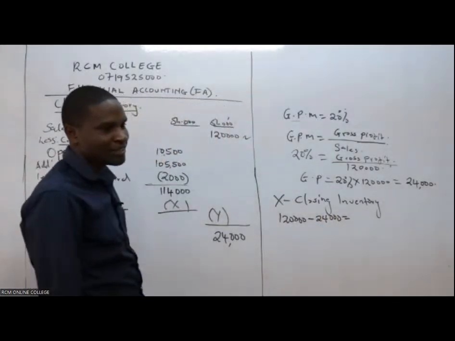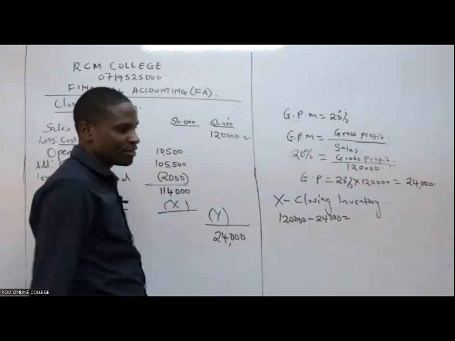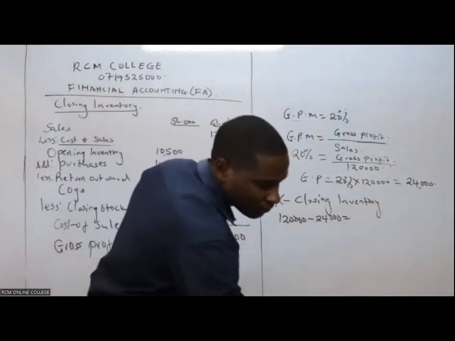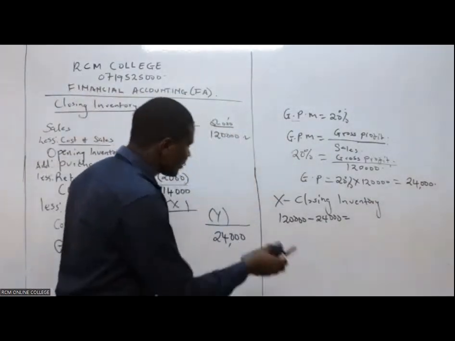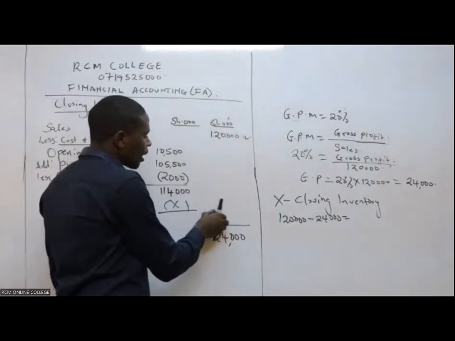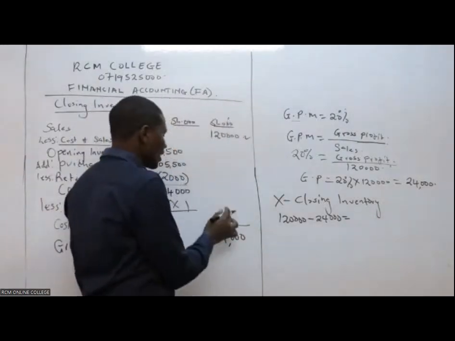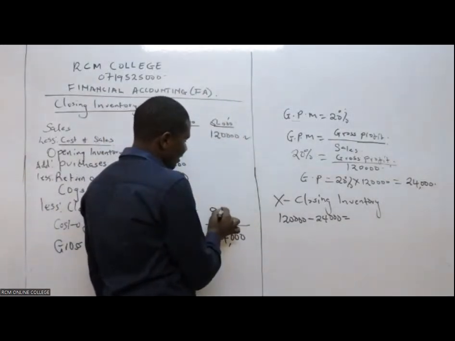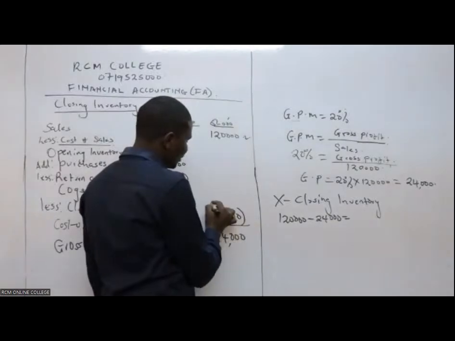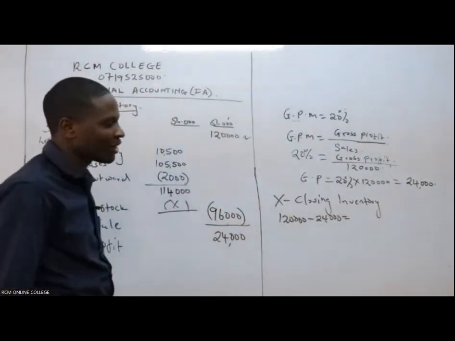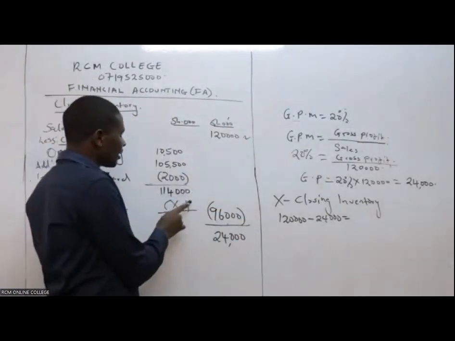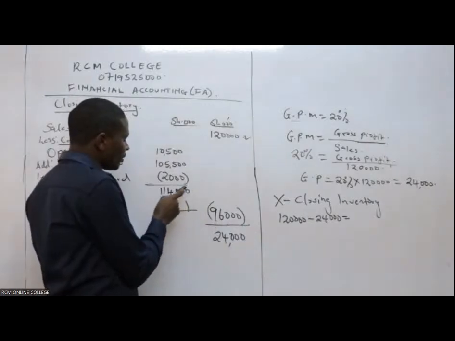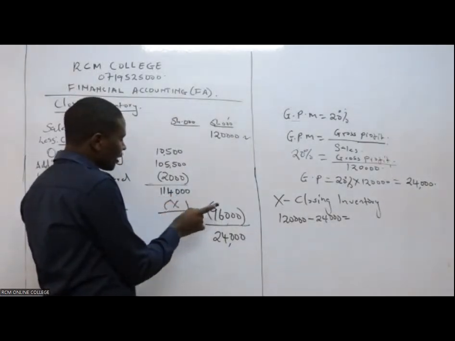How much are you getting? A good student can give me this very fast. 96,000. So my Y there is 96,000. Who can now get us the closing stock? Somebody to get the closing stock for us is easy. 140 minus this, you get this.